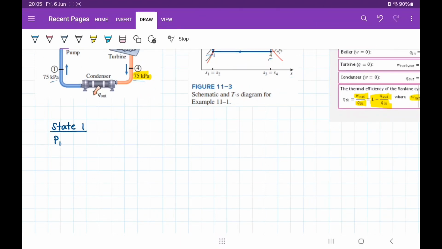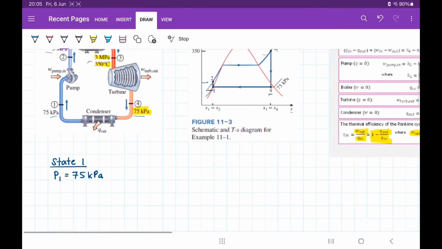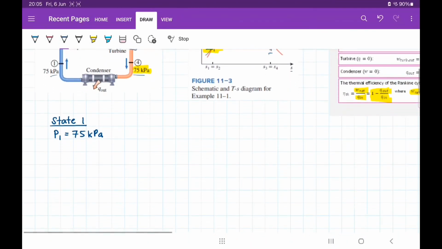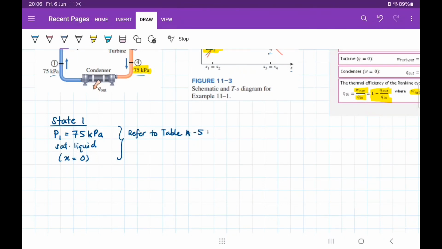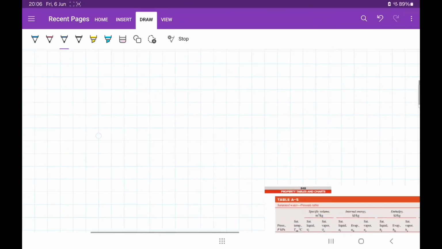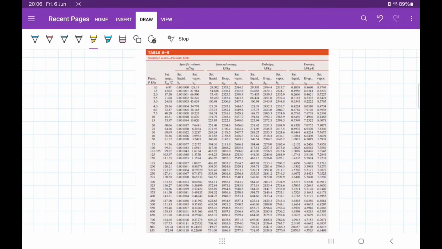For state 1, we know that the pressure is equal to 75 kilopascal, and when we refer to our temperature versus entropy diagram, we can see that state 1 is basically a saturated liquid. So we know that for saturated liquid, our quality is equal to 0. Since you are given the pressure, you need to refer to the pressure table, which is table A5.